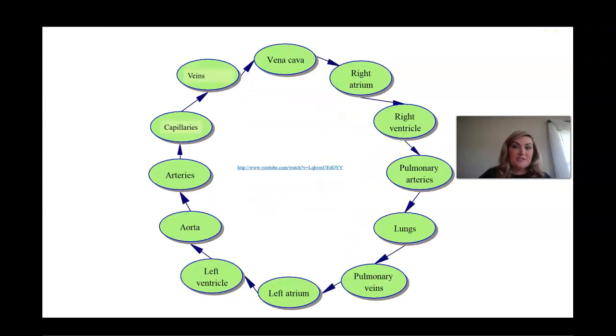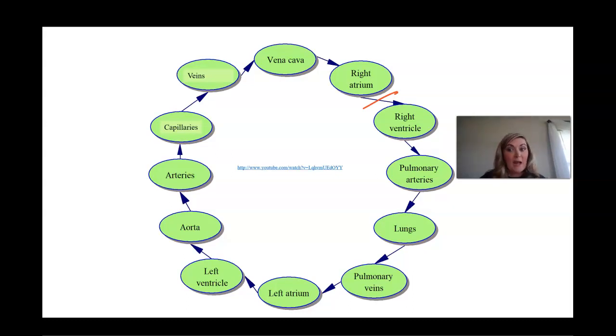So here is just a diagram of the route that blood takes throughout the heart and through the body. We're going to come in through the vena cava. From the vena cava, it goes to the right atrium. The right atrium then goes through. Remember, you're going to have a valve here. So right here, it goes through the tricuspid valve into the right ventricle.